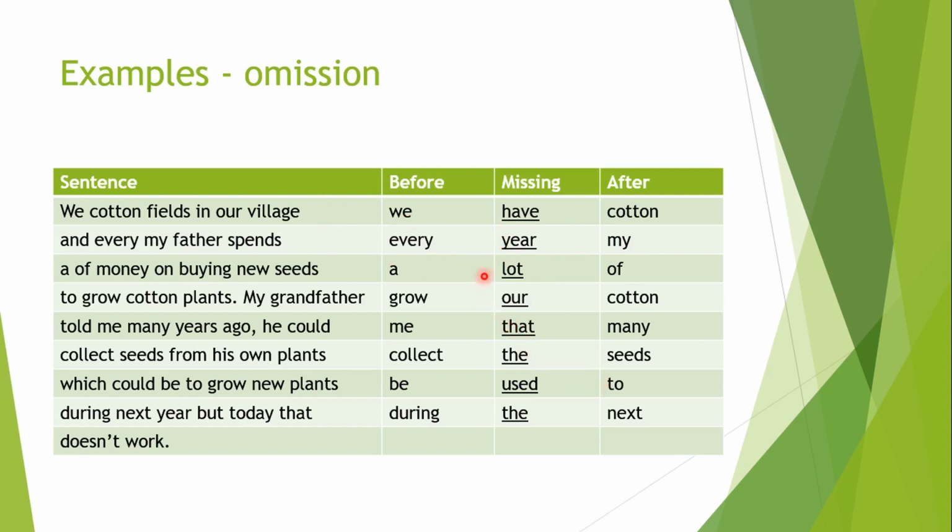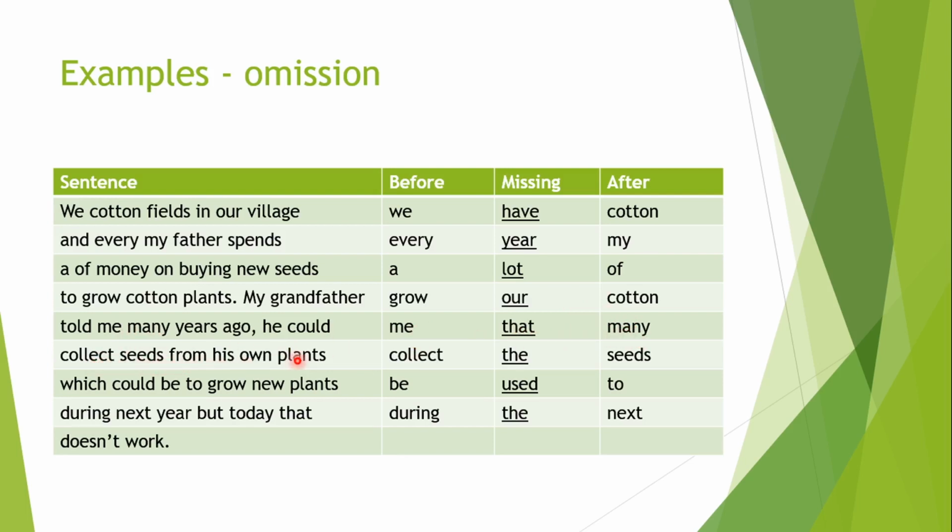Marks will be cut. of money on buying new seeds. What of money? A lot of money. To grow cotton plants. My grandfather. To grow what? Our cotton plants. So my grandfather told me many years ago he could. Told me what? That. So after me comes that. So me is before, that is the missing word, and after is many.